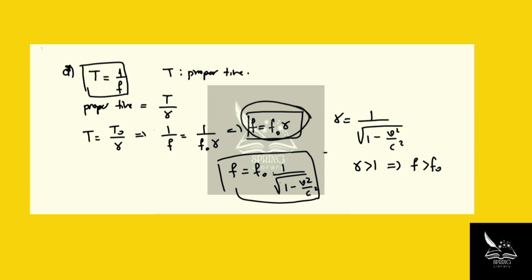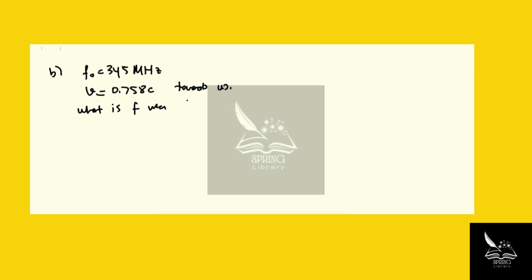Now, moving on to part B. In part B, F naught is 345 megahertz and the speed now is 0.758 c towards us. The ship is approaching towards us, but it's going to pass by us and move away, right? So we're asking what is F when the ship is approaching us in the first part of part B.